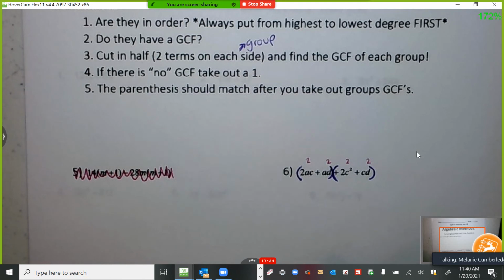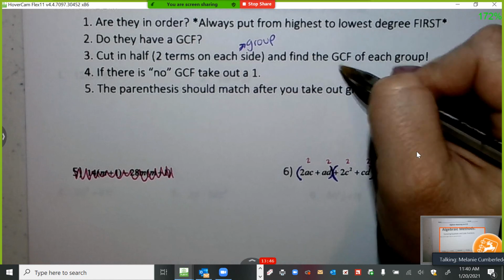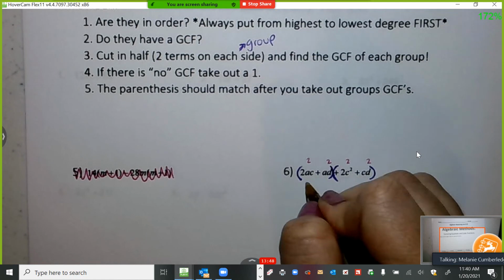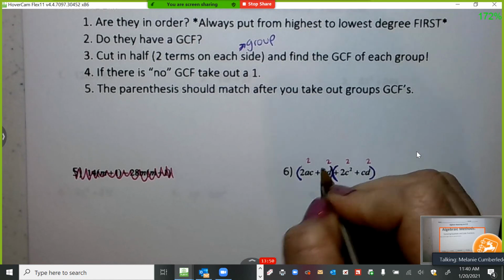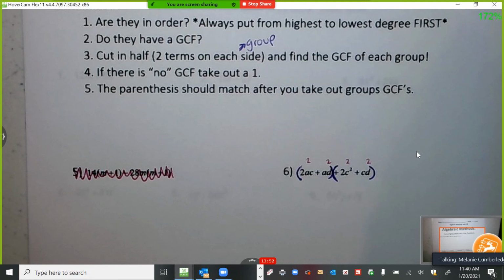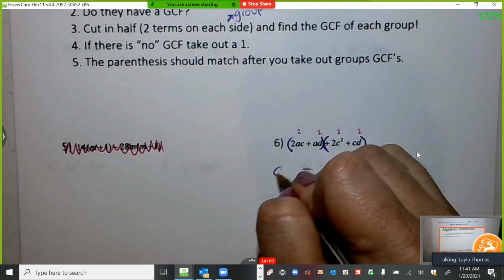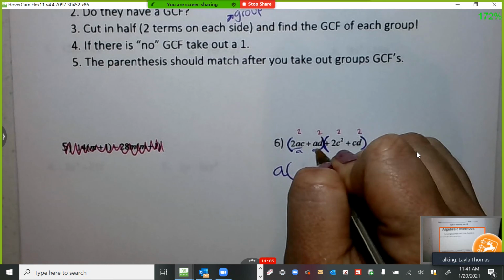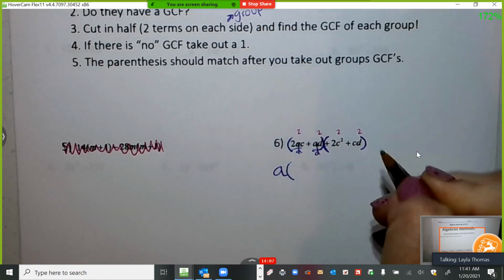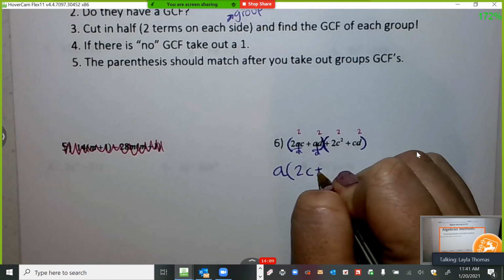Okay, so then we're going to find the GCF of each of the groups. So what is my GCF just looking at these first 2 terms? 2AC plus AD. What do they both have? A. So we're going to take that A out, and when we take that A out, we're left with 2C plus D.